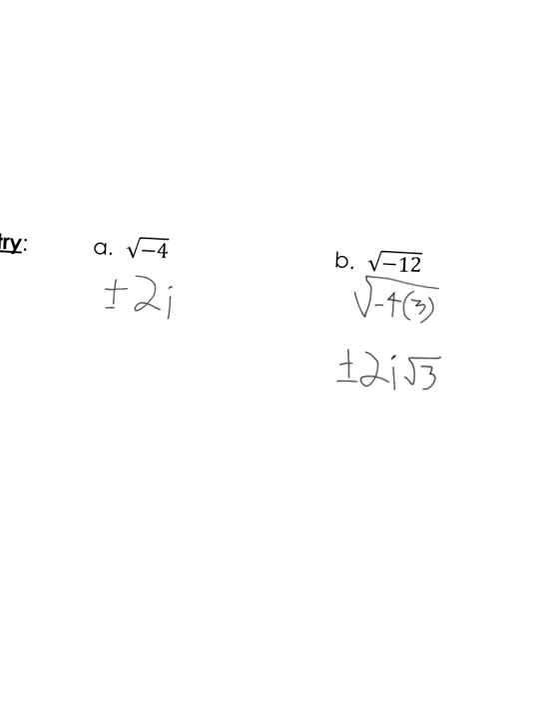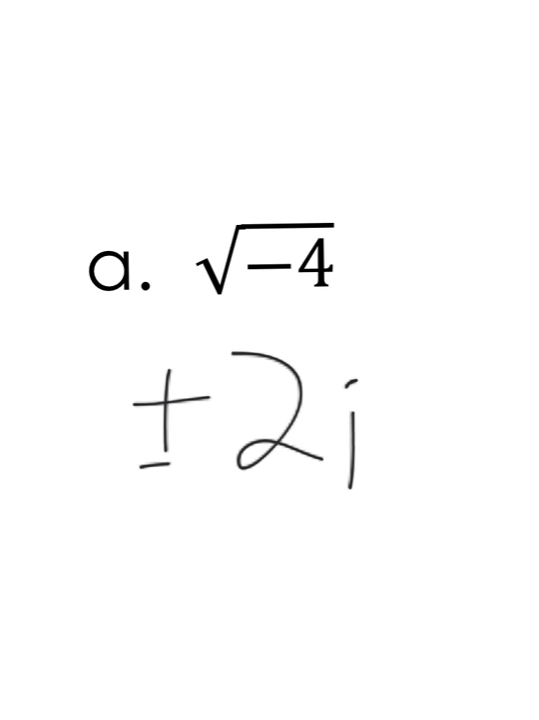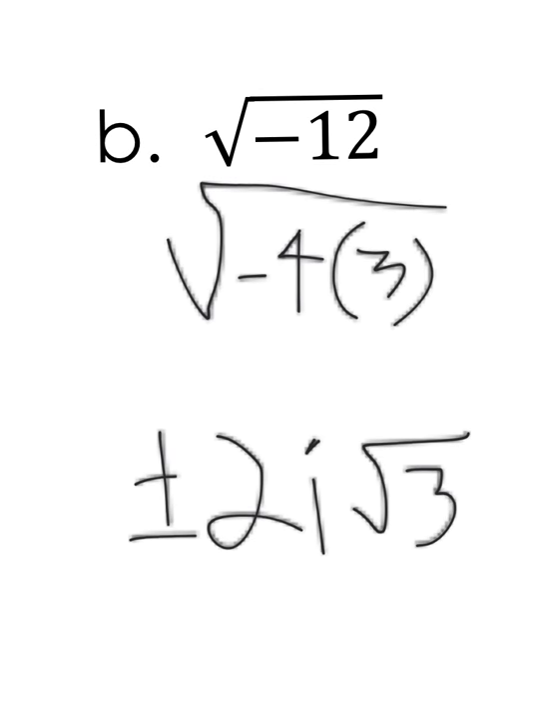Okay, so let's start with A. Negative 4 square root turns into plus or minus 2i. That's really all there is to say about that. B is 4 times 3. And so I say plus or minus 2i times square root of 3. It's important to note that the i is always going to be on the outside of the square root symbol, or the radical, I should say. So anytime you're splitting it up into two factors to simplify it, just throw the negative with the thing that can be square rooted.